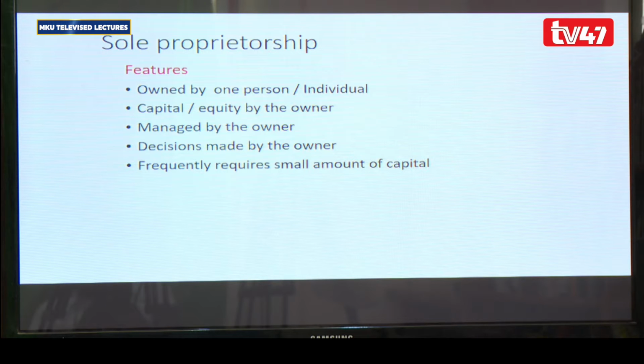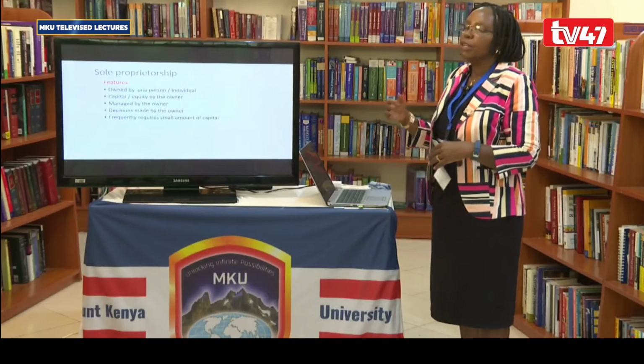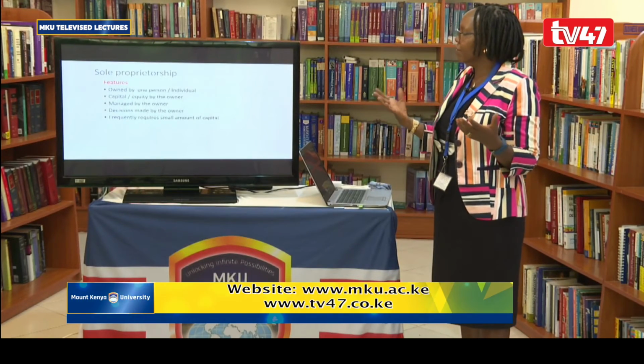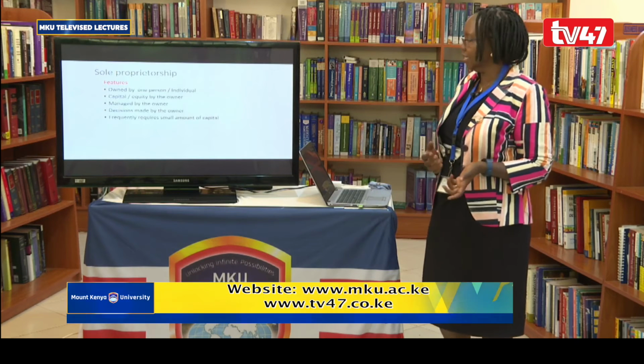Then I want to say this before I go on. What differentiates one form of business organization from the other is the kind of registration that we do. So a sole proprietorship will require very little capital, and basically they may not even have many government regulations. They only need a trade license.